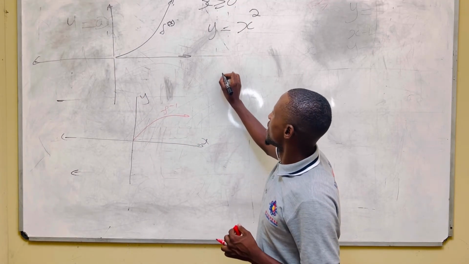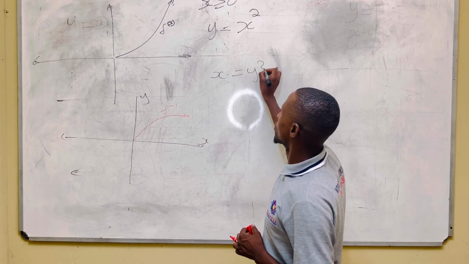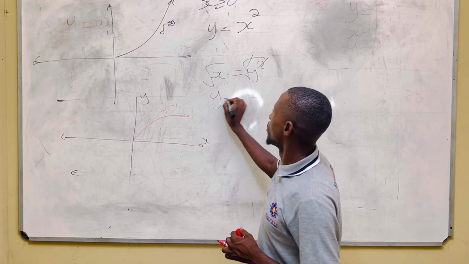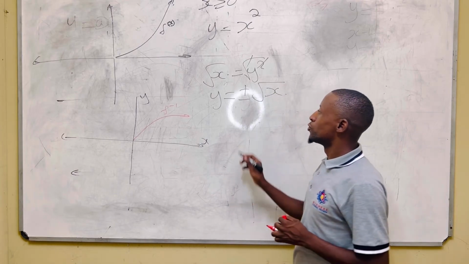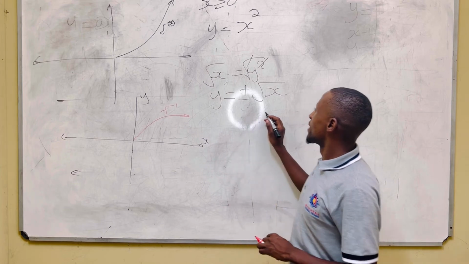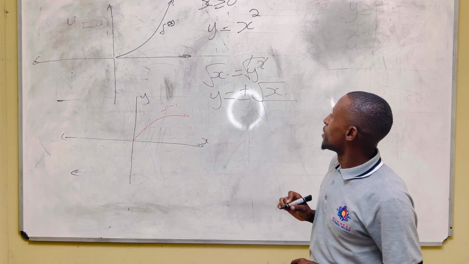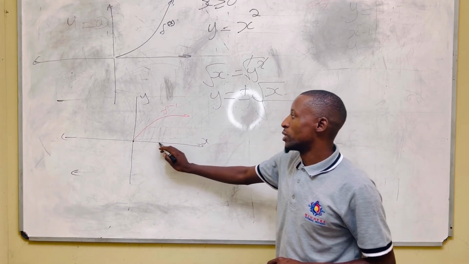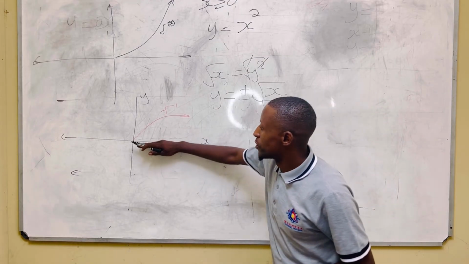To get the inverse, interchange x and y. x equals y squared, then square root. This cancels this. Your y will be plus or minus root x. So how do you choose the sign, positive or negative? Remember, any x value that we're going to substitute here has to be positive all the time, because the graph starts from 0 going to all the positive x values.